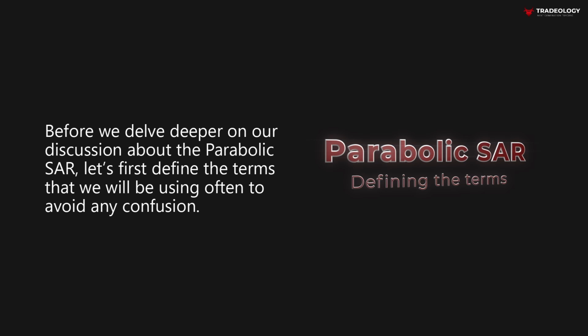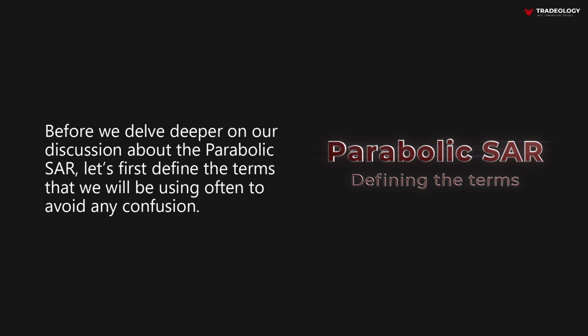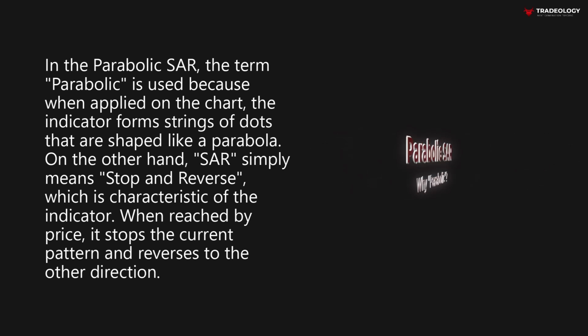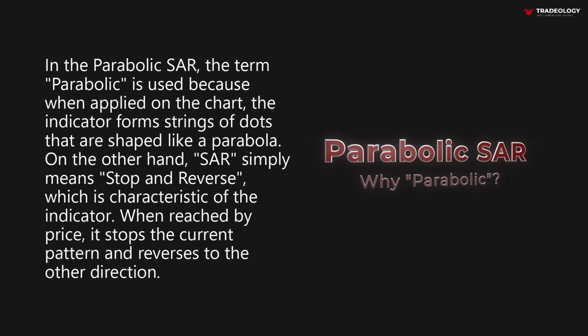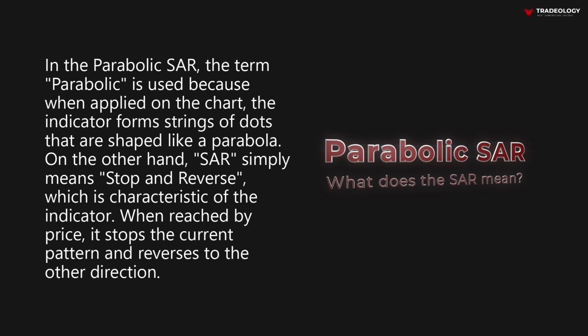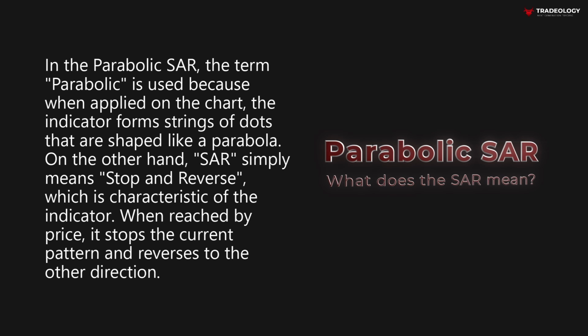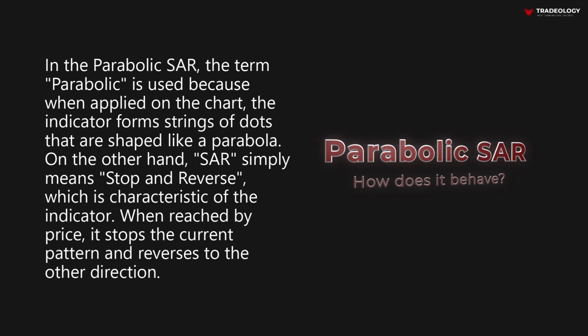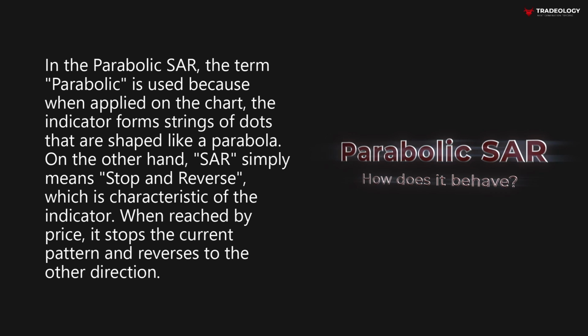Before we delve deeper into our discussion about the Parabolic SAR, let's first define the terms that we will be using often to avoid any confusion. In the Parabolic SAR, the term parabolic is used because when applied on the chart, the indicator forms strings of dots that are shaped like a parabola. On the other hand, SAR simply means stop and reverse, which is characteristic of the indicator. When reached by price, it stops the current pattern and reverses to the other or opposite direction.